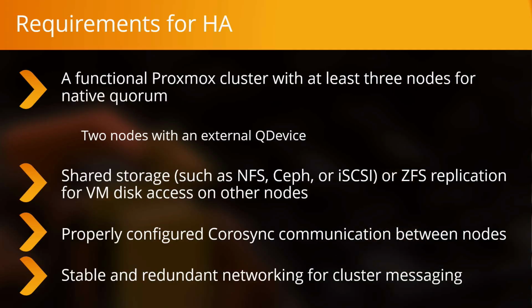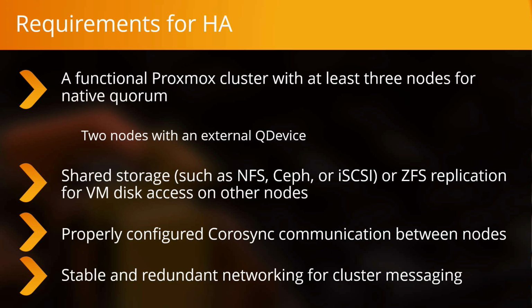Now, requirements for HA, you're going to need a functional Proxmox cluster with at least 3 nodes for native quorum, or you could do 2 nodes with an external QDevice, which is just a really tiny, lightweight device that provides quorum, provides an additional vote. You do need shared storage, as I mentioned, so that could be NFS, Ceph, iSCSI, ZFS replication for the VM disk access on other nodes.